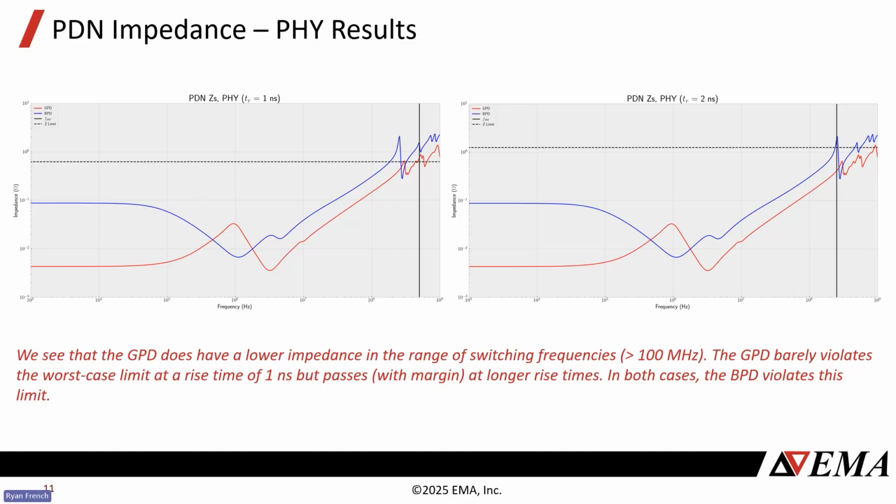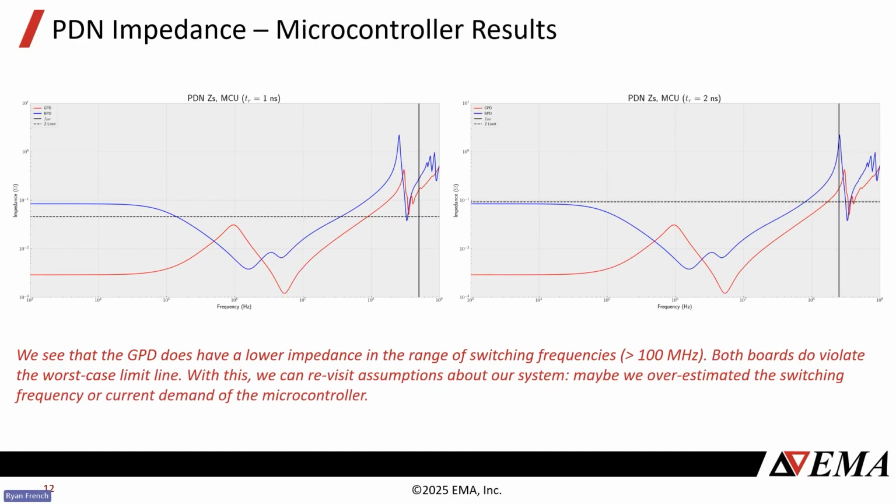Now the microcontroller is an interesting one. This has the most pins that are switching at any given time. And so you see the impedance limit is very, very small. I mean, we're in the milliohm range. And even at low frequency with 1 nanosecond, our bad design is already failing. That is not a good sign.